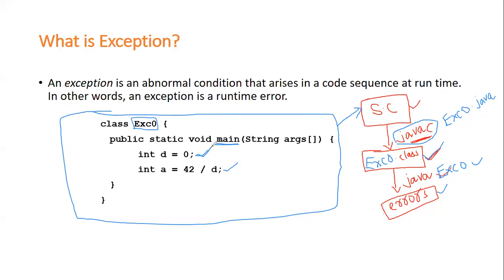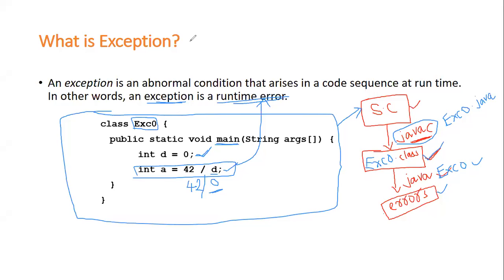This statement does not throw any error at compile time. When I'm trying to run the program, I'm going to substitute the value of d. And what's the value of d? The value of d is 0. So I'm trying to divide 42 by 0. Can we divide any number by 0? No, we cannot divide a number by 0. Since we cannot divide a number by 0, this statement throws a runtime error. And we call this runtime error an exception.